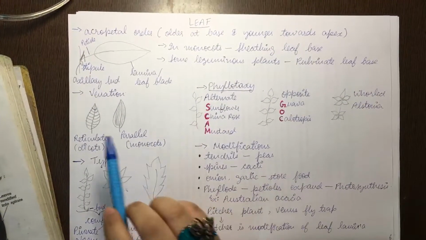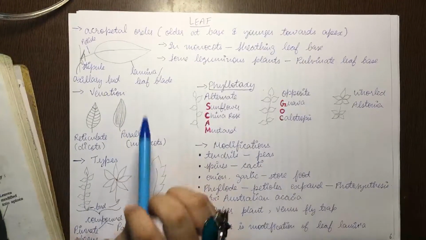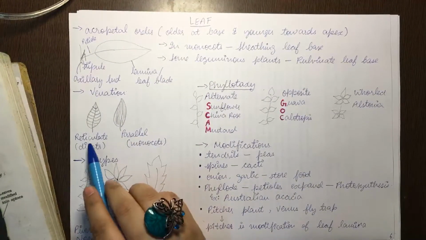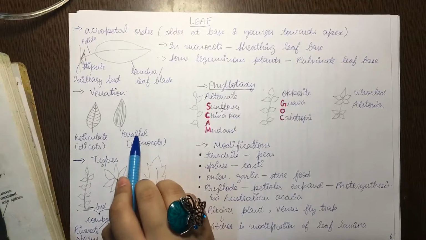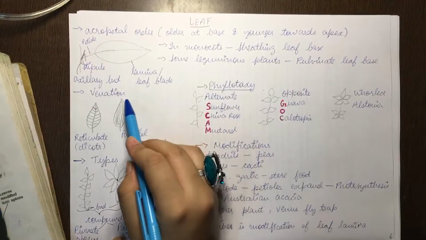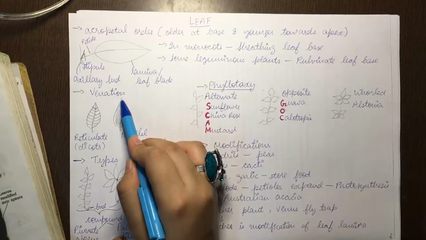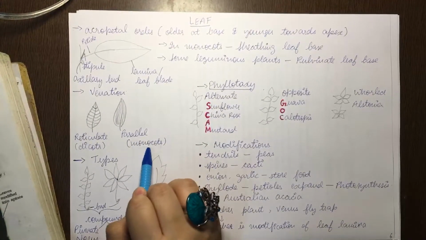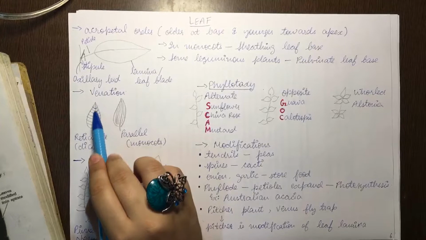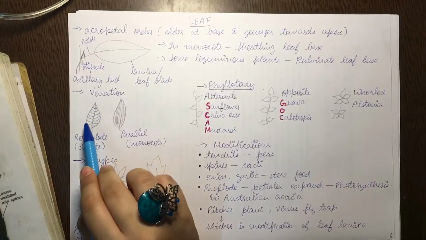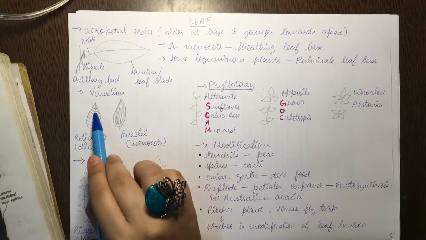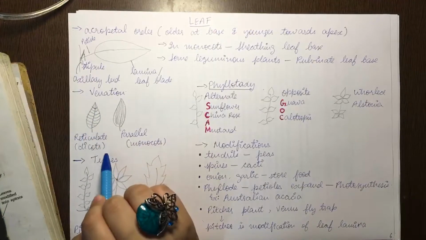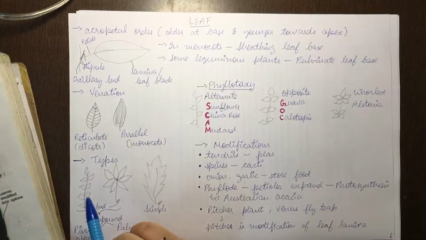Now we move on to the venation. Just two types, reticulate and parallel. Parallel is when the veinlets are parallel to the midrib, like this. Example, most monocots. Reticulate is this, when they are not parallel and they form a network kind of a thing. Example, dicots.